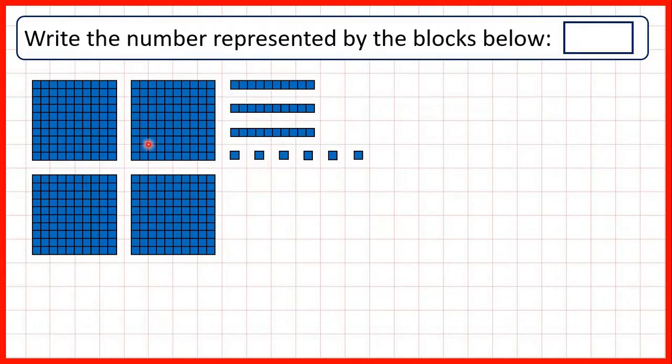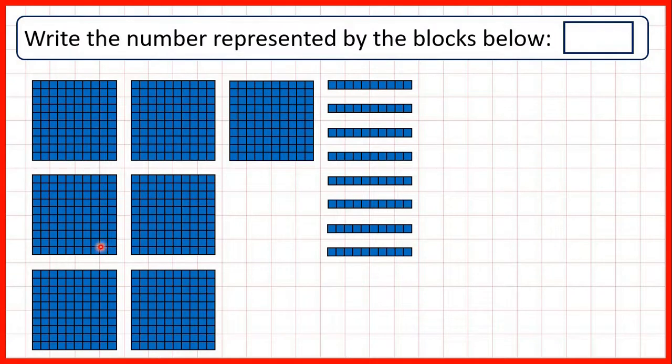Now here we have 4 as our hundreds digit, we have 3 as our tens digit, and we have 6 as our ones digit. So that's 436. So notice it's always the ones digit on the end, then the tens digit before that, and then because we're writing 3-digit numbers, we have the hundreds digit before that.